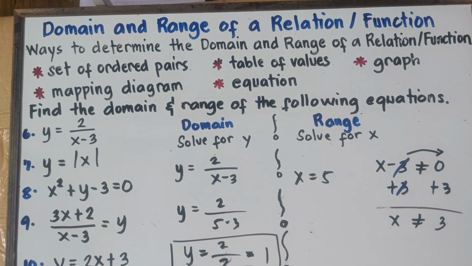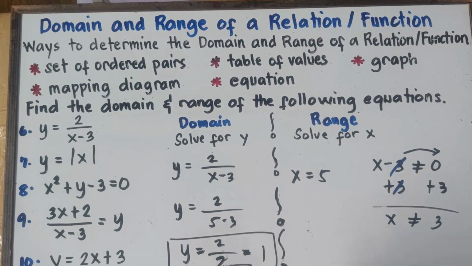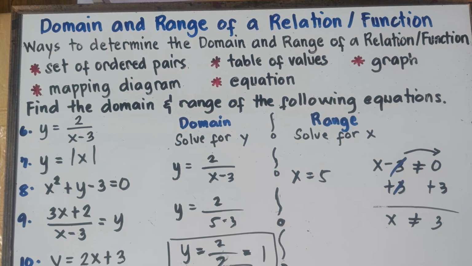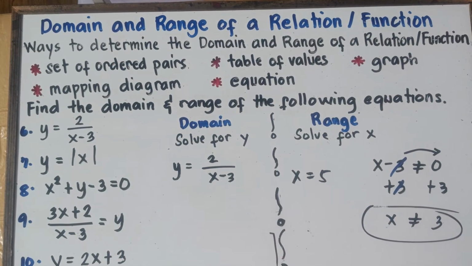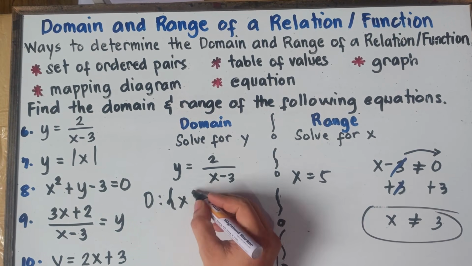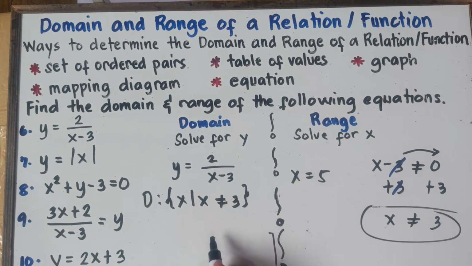So once again, you can have any number except for positive 3. You can have negative 1, negative 2, negative 3, negative 5, positive 10, positive 5, except for positive 3. Therefore, the domain is the set of all x such that x is not equal to positive 3. Or you can use interval notation, the solution sets.